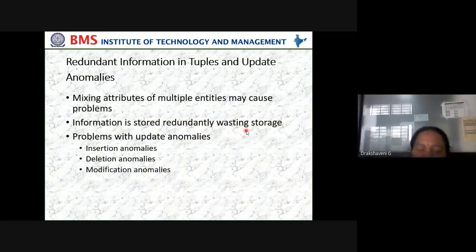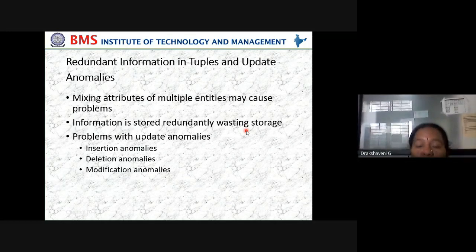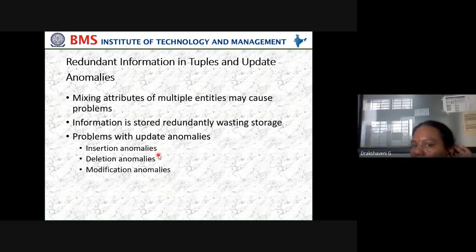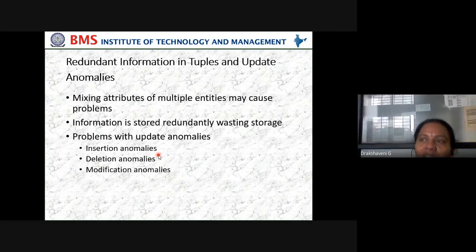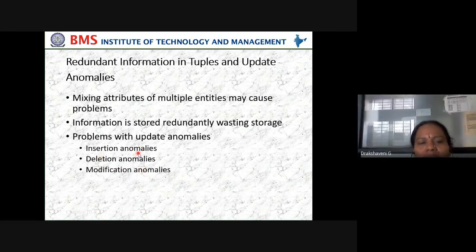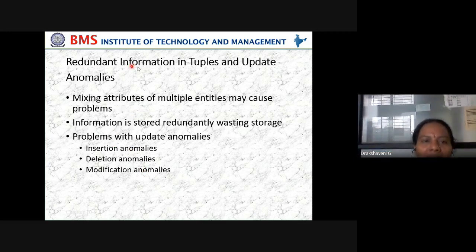So in your class, suppose there are 2 Deepikas, and if I start entering them 4 times, then it is a waste of storage. That should be reduced. Then we have so many anomalies, such as the insertion problem. If I have given a character, then I have to enter a character only. If I am giving a number, only a number will be there. So these are insertion anomalies, deletion anomalies, and modification anomalies. That is the redundant information in the tuples and the update anomalies.